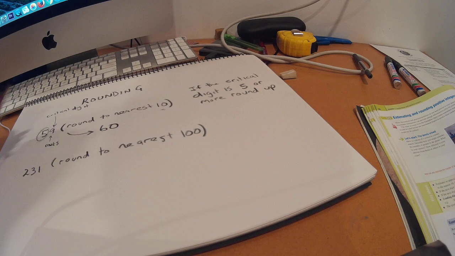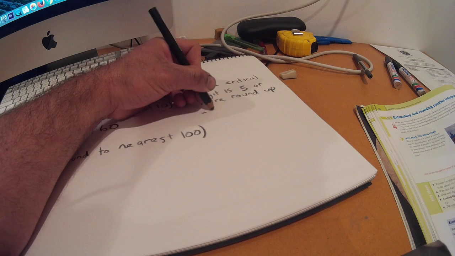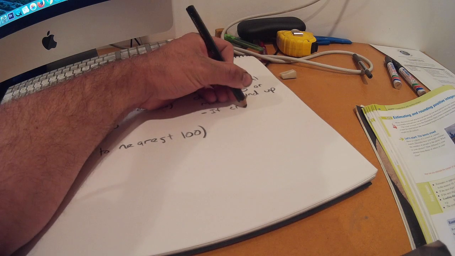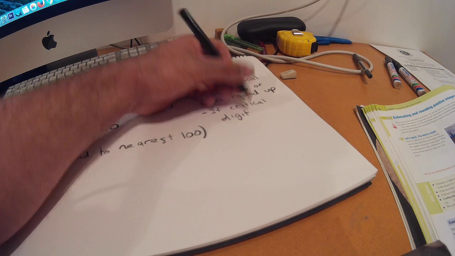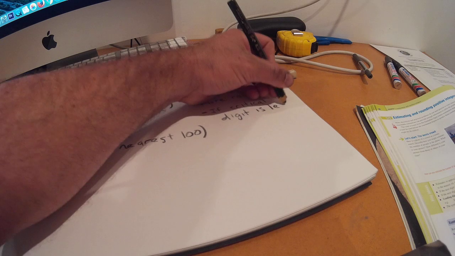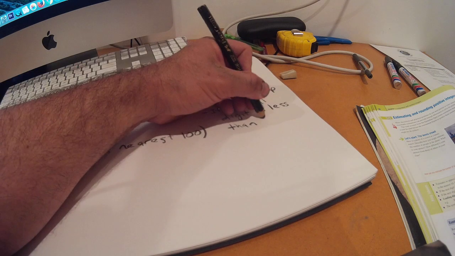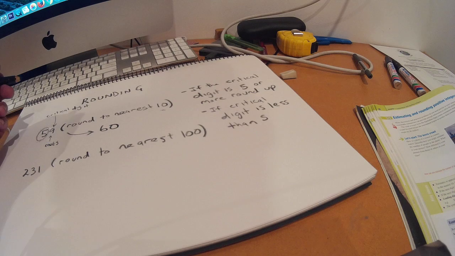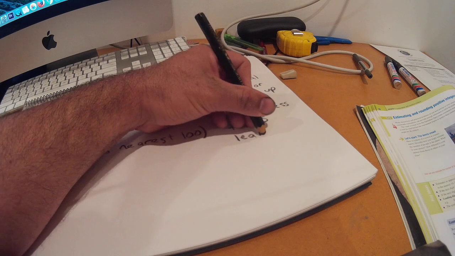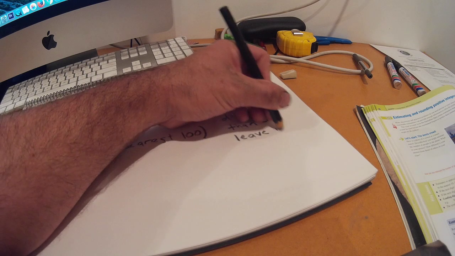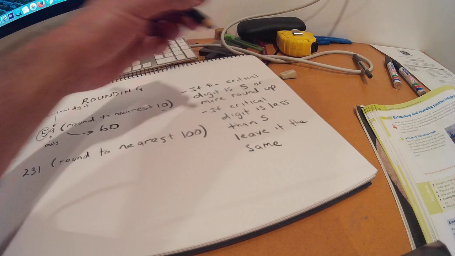Now, if the critical digit is less than 5, in other words 1, 2, 3, or 4, we leave it the same.